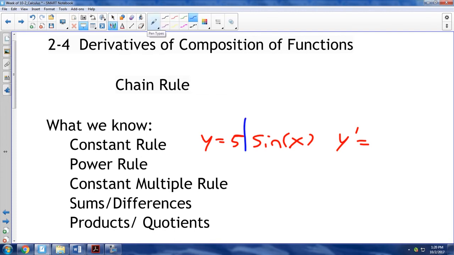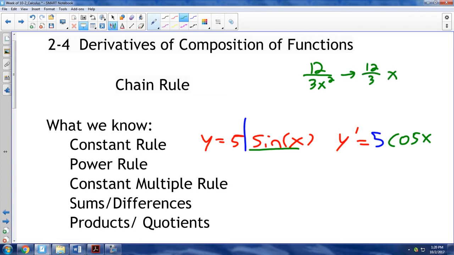Constant rule just says separate it, leave the 5 alone, and then take the derivative of that. And this seems really useless in this case, but in a lot of cases it's pretty helpful, like 12 over 3x squared, right? Well, we could actually call that 12 over 3x to the negative 2, and then just leave this alone, 12 over 3, which is actually 4, and then do negative 2x to the negative 3. You see what I'm saying? So constant rule is helpful. Not as helpful as you might think, but it's helpful.